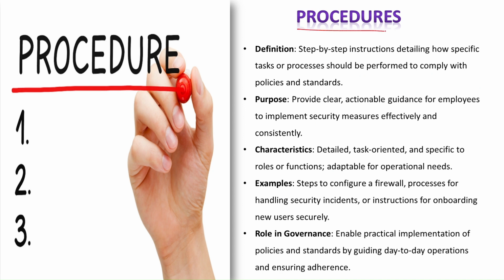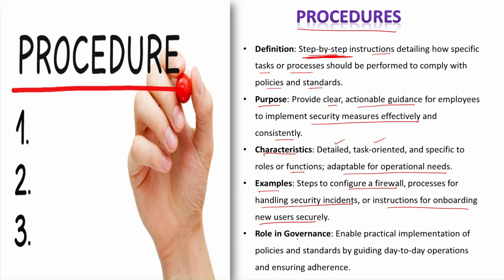The next terminology is the procedure. Procedures are step-by-step instructions detailing how specific tasks or processes should be performed to comply with policies and standards. So, the keyword is step-by-step instruction. The purpose is to provide clear, actionable guidance for employees to implement security measures effectively and consistently. Characteristics of procedures include that they are detailed, task oriented, specific to role or function, and adaptable for operational needs. So, we saw that standards were rigid, but procedures are adaptable. Examples include steps to configure a firewall, processes for handling security incidents, or instructions for onboarding users securely. Their role in governance is to enable practical implementation of policies and standards by guiding day-to-day operations and ensuring adherence.